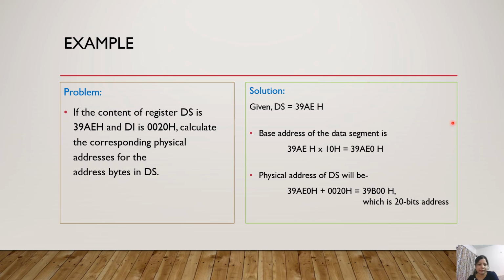An example can make it clearer. Like if you have the DS register containing value 39AE and the value of offset is 0020, and we need to calculate the physical address for DS. First, we need to convert the segment address into 20-bit segment address by multiplying 10h. So we get 39AE0h. So we'll now have to add this value with the offset value 0020 to get the physical address 39B00, which is a 20-bit address. Thus, we actually get the 20-bit physical address.